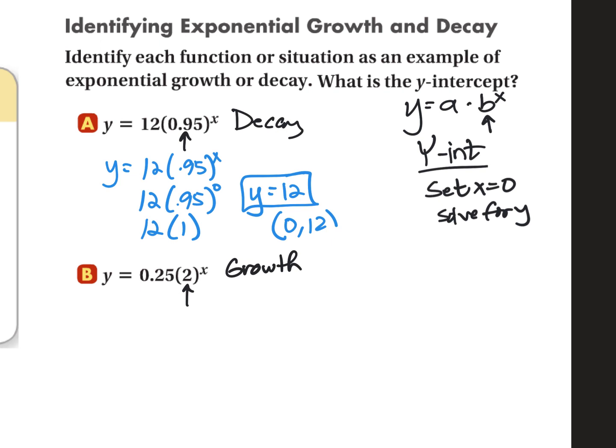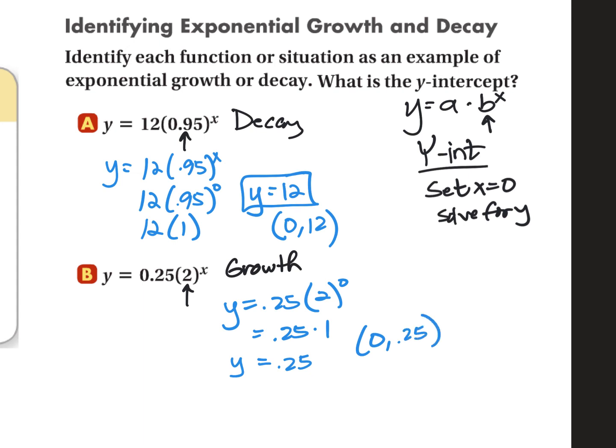On the second one, y equals 0.25 times 2 to the 0 power. 2 to the 0 power is 1. Well, 0.25 times 1 is 0.25. So the y-intercept here is 0 and 0.25.